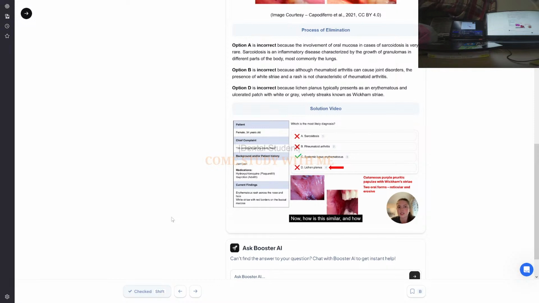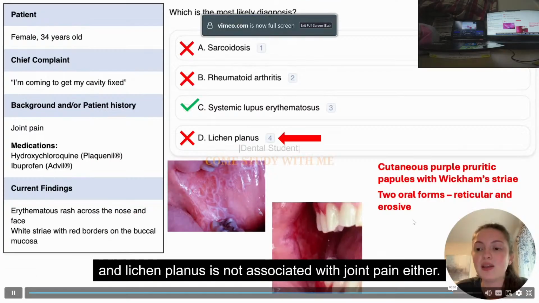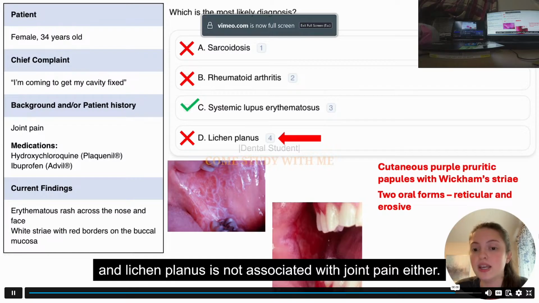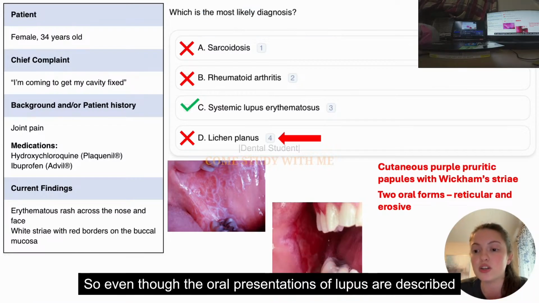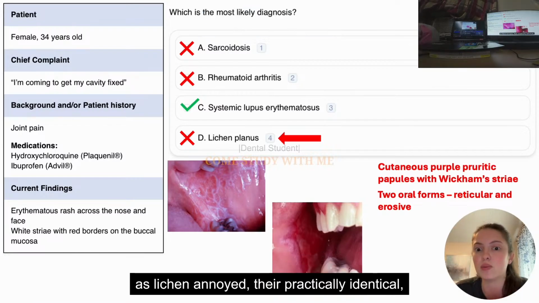Now, how is this similar and how is this different from lupus? They're both immune-mediated disorders with skin and mucosal lesions seen. They're more common in women, and the oral presentations are practically identical. But how is this different? The cutaneous lesions present very differently. We have these purple papules versus this erythematous butterfly rash, a different color, different presentation. And lichen planus is not associated with joint pain either. So even though the oral presentations of lupus are described as lichenoid, they're practically identical.